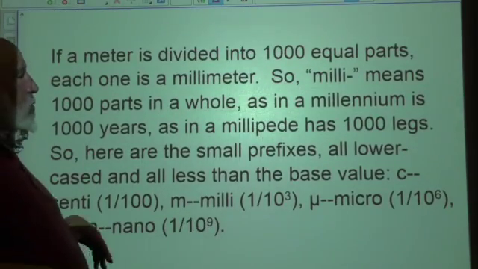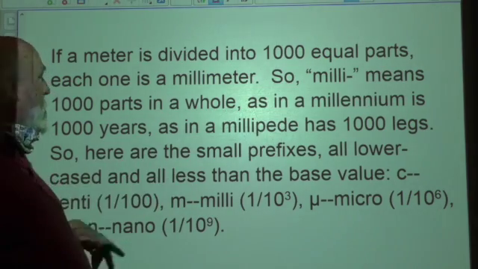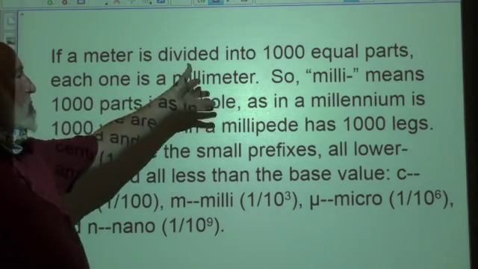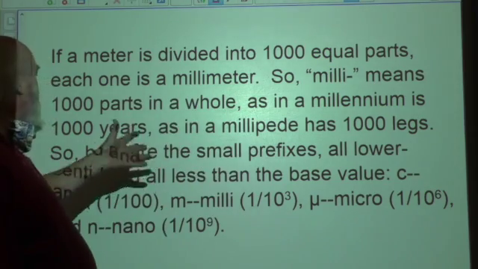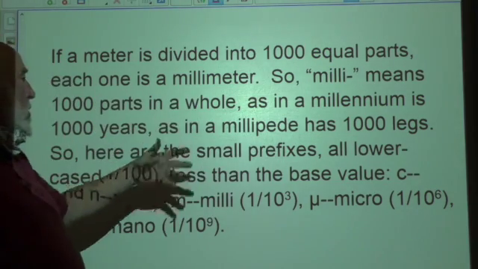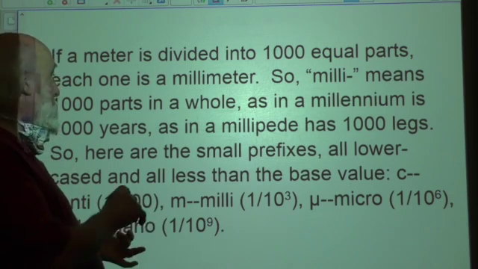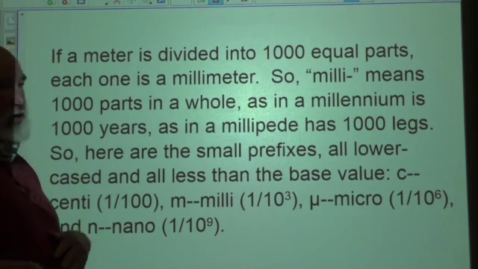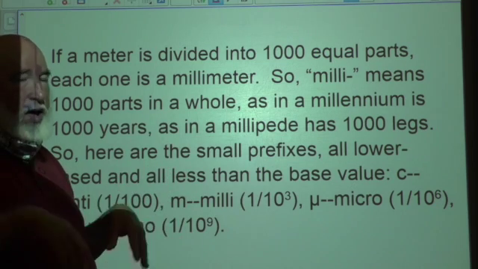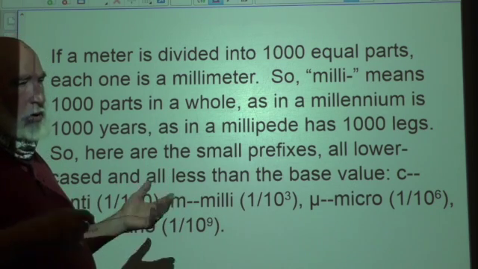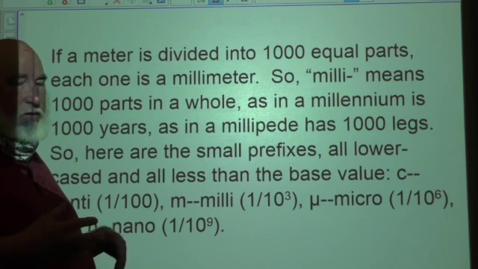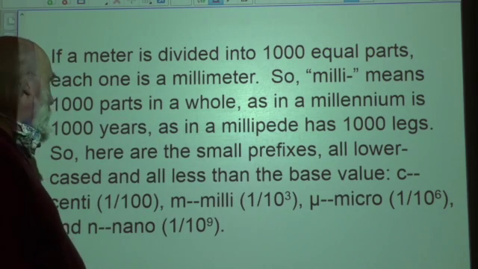If a meter is divided into 1,000 equal, small parts, then each one of those is considered a millimeter. So milli means 1,000 parts in a whole, as in the millennium, which is 1,000 years, and a millipede, which supposedly has 1,000 legs. Actually, it's like 760, but I guess whoever named the millipede got tired of counting after 760. So, okay, close enough, 1,000.